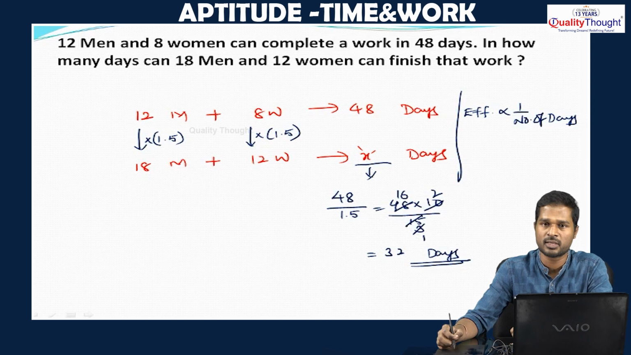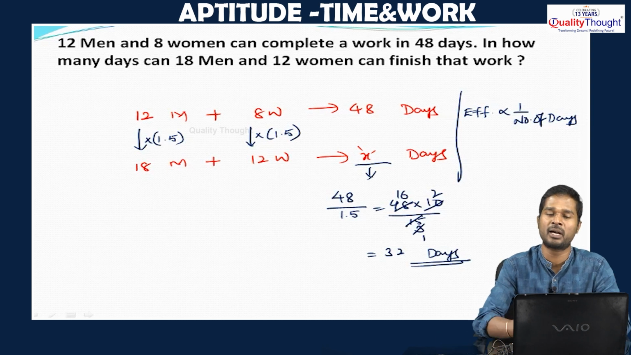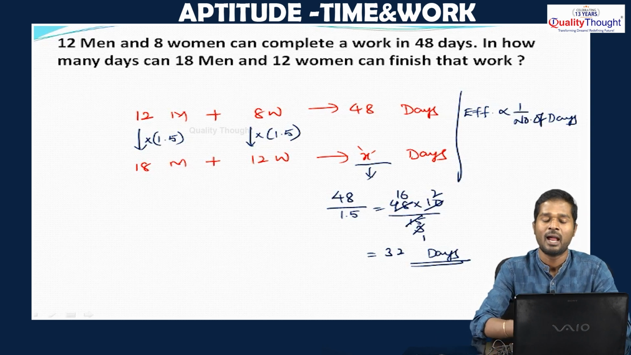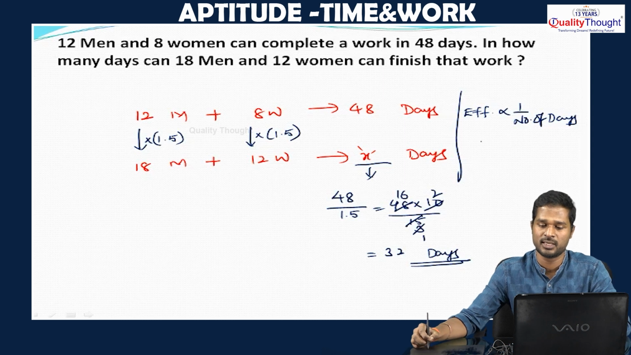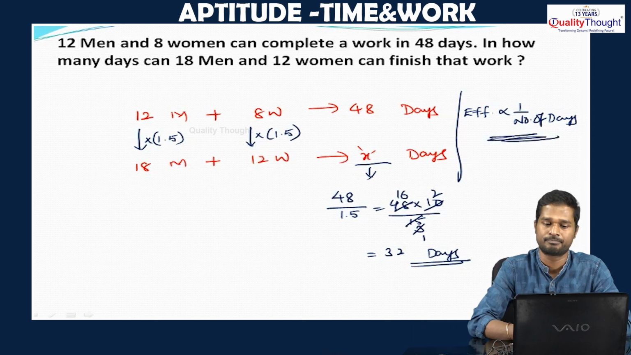So, check the equations carefully, check with which numbers we need to multiply it to go to the next equation, and the same value should be taken to divide the number of days to get the new number of days, because the efficiency is inversely proportional to the number of days taken.